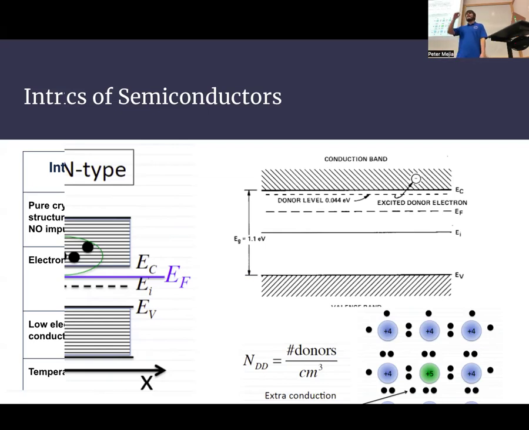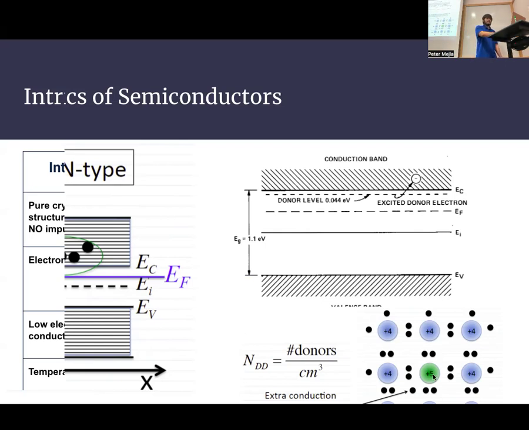It's the highest possible energy level that an electron can have at 0 Kelvin. So for an intrinsic semiconductor, it's right in the middle of the valence and conduction bands. And as you dope, it moves in one direction or the other. So in this case, we're doing an n-type.